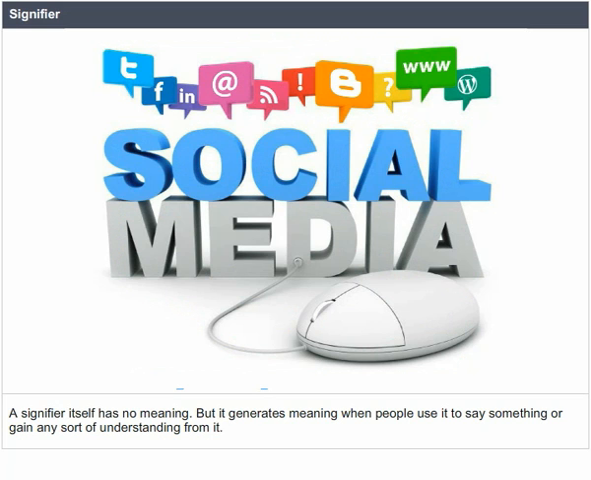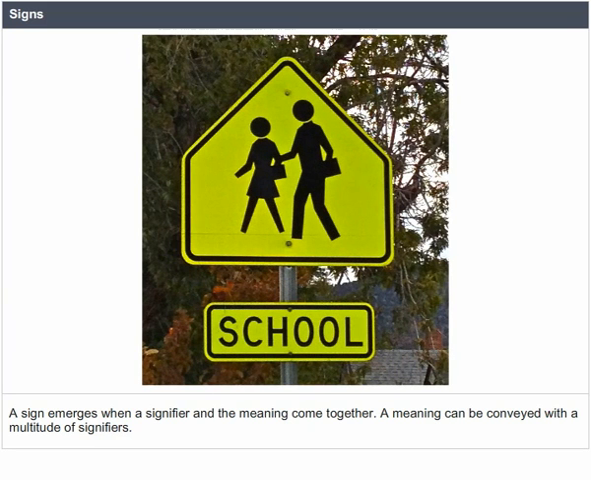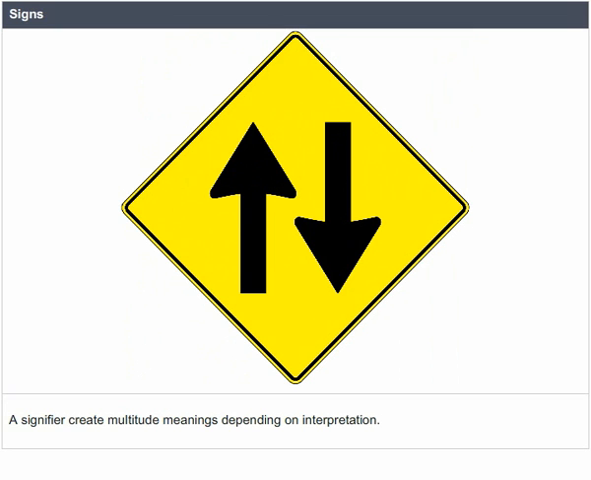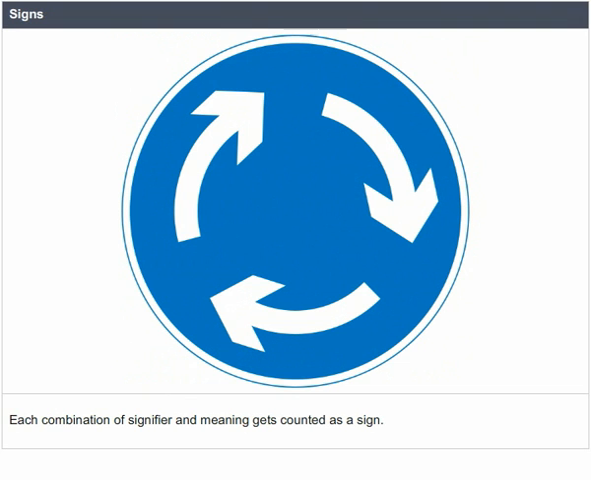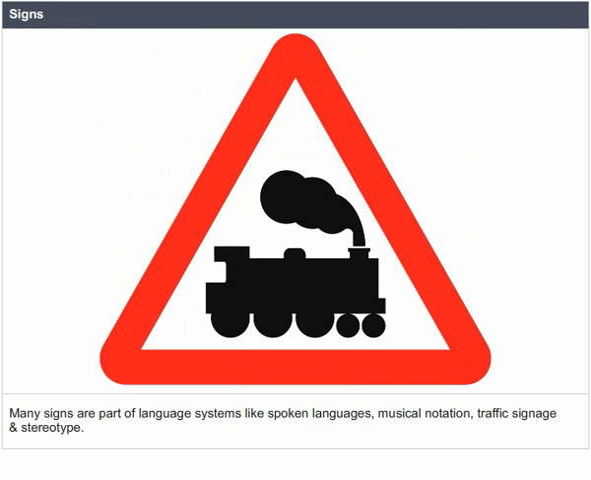Signs. A sign emerges when a signifier and a meaning come together. A meaning can be conveyed with a multitude of signifiers. A signifier creates multiple meanings depending on interpretation. Each combination of signifier and meaning gets counted as a sign. Many signs are part of language systems like spoken languages, musical notation, traffic signage, and stereotypes.